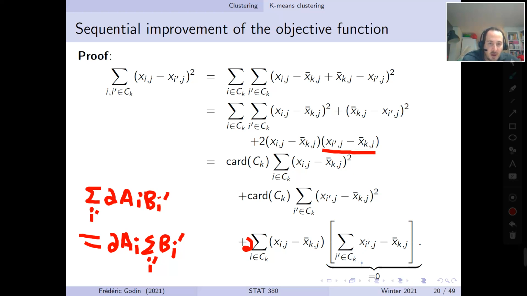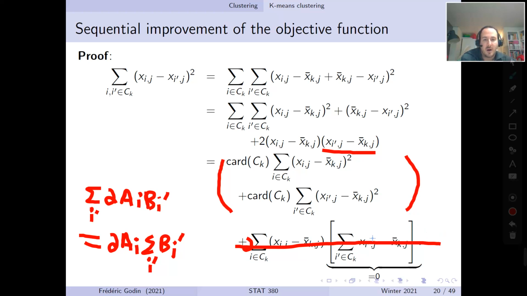And when you sum all these terms with respect to i prime, well, the sum of the jth predictor within the cluster is simply equal to the sum of the average. Okay, so when you sum all observations, it's always equal to the sum of the average, because the average is a constant value, and the sum of the average is simply the sum of the jth predictor. So this summation here becomes 0, and this term completely vanishes. So I forgot the 2 here, but it doesn't matter because the 2 just disappears. And what we obtain here finally is this guy.